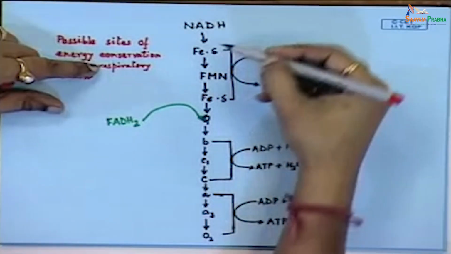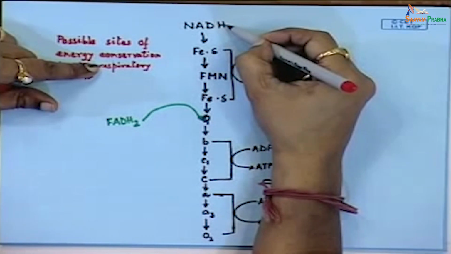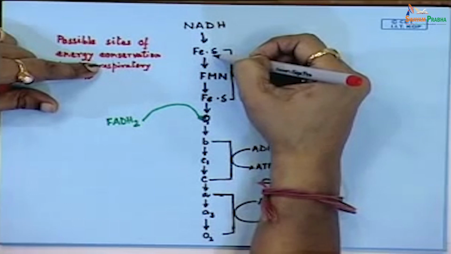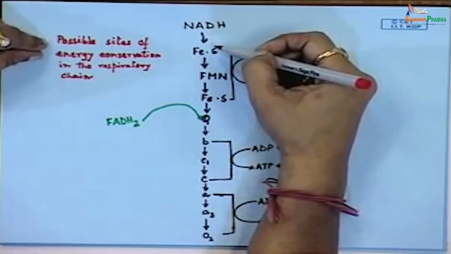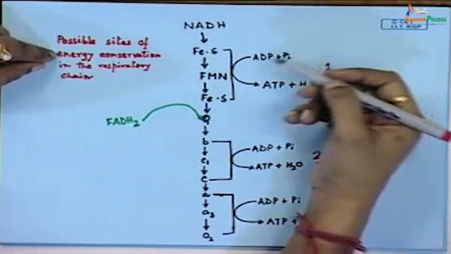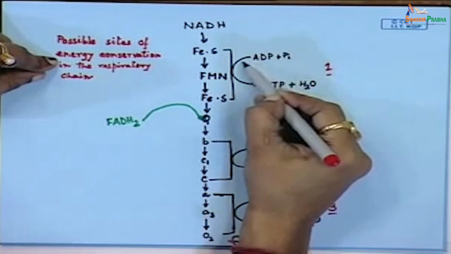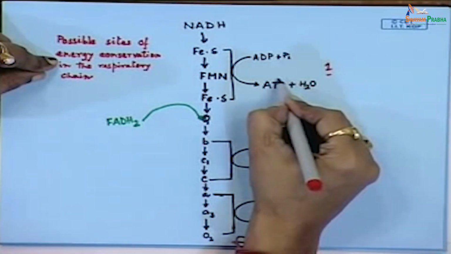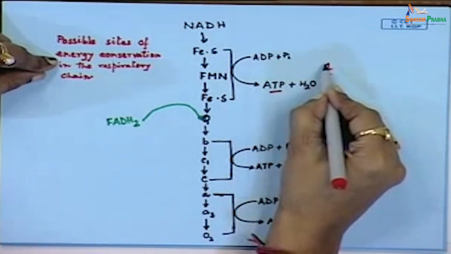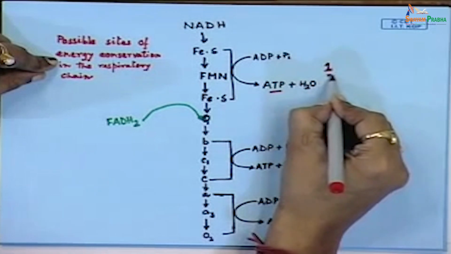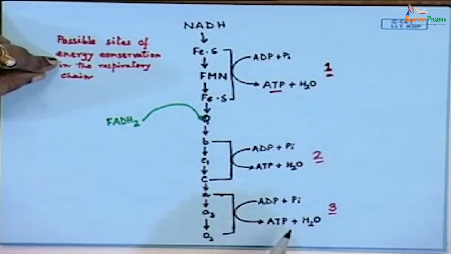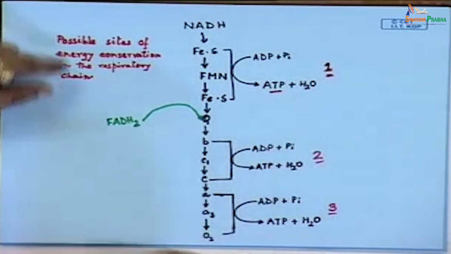Now, how can it be proved? See here, NADH is donating its electron, and these are the possible sites of energy conservation in the respiratory chain: ADP and Pi are converted to ATP and a water molecule. So this is the first molecule of ATP generated during this electron transport.